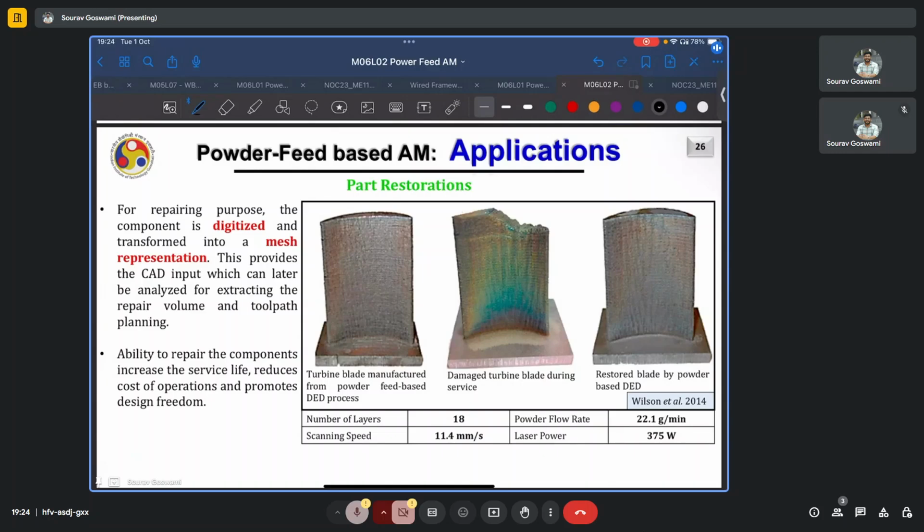So for repairing purposes, the component is digitized and transformed into a mesh representation. This provides the CAD input which can later be analyzed for extracting the repair volume and toolpath planning. The ability to repair the components increases the tool life, reduces cost of operation, and promotes design freedom.